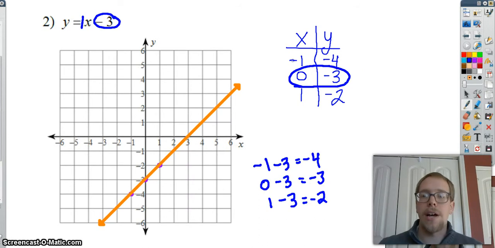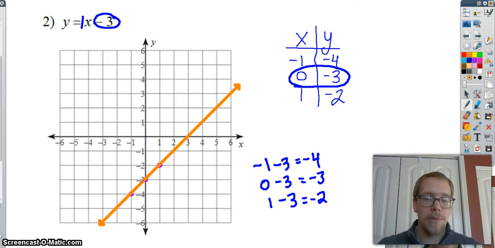So I created an input-output table. Negative 1 resulted in negative 4 when I substituted negative 1 into my linear equation representing my linear function. I substituted 0 into the linear equation and got negative 3 as my result. And then when I substituted 1, I therefore got the range value, the output value, negative 2.